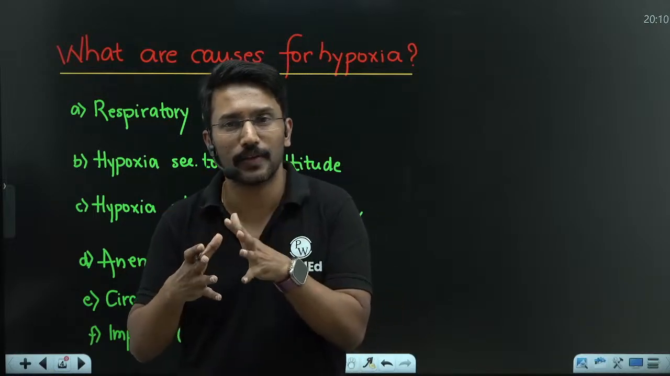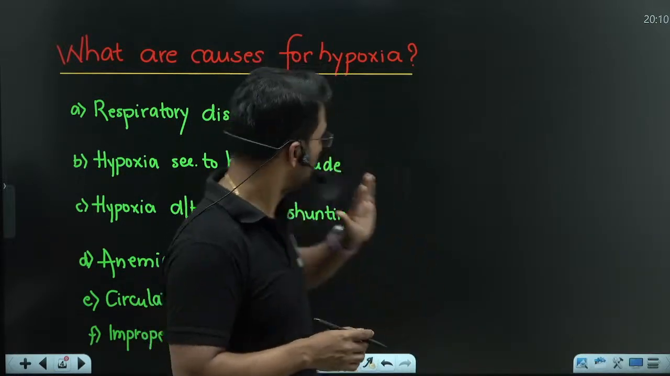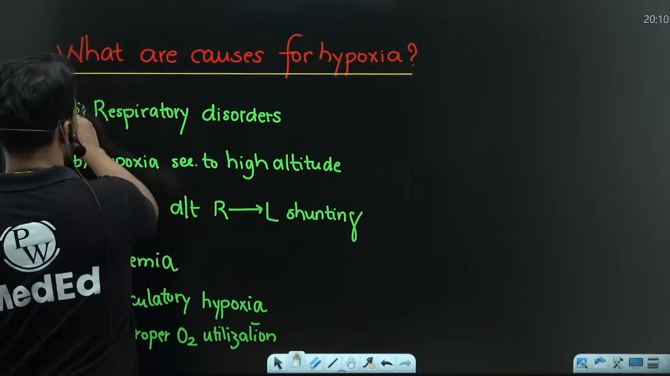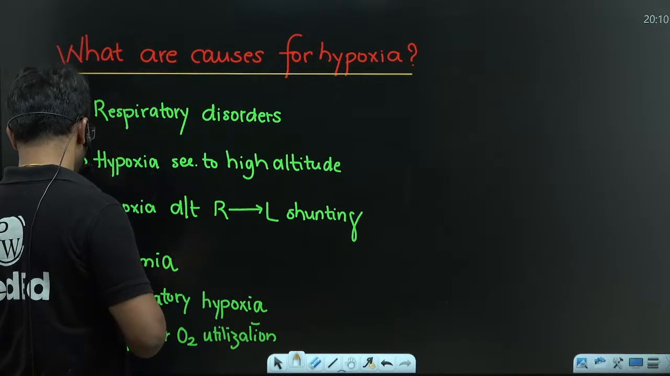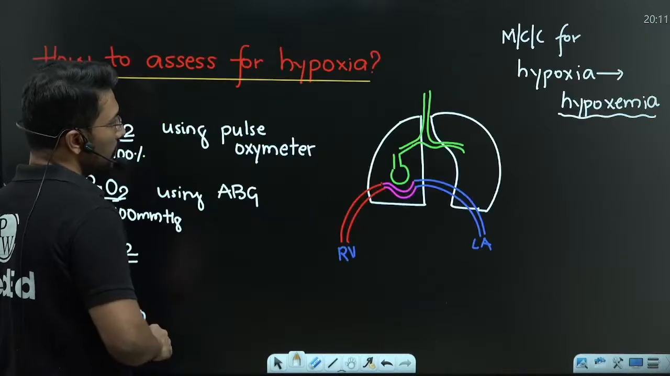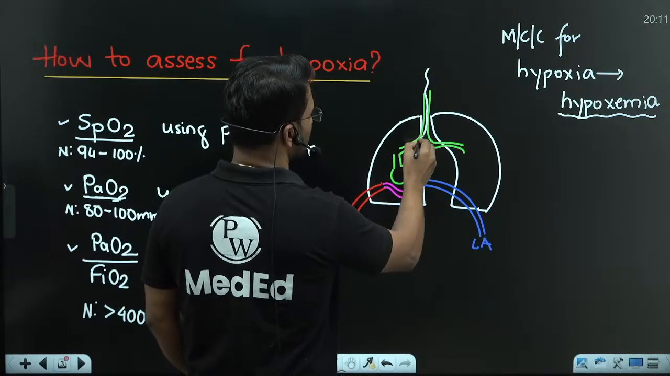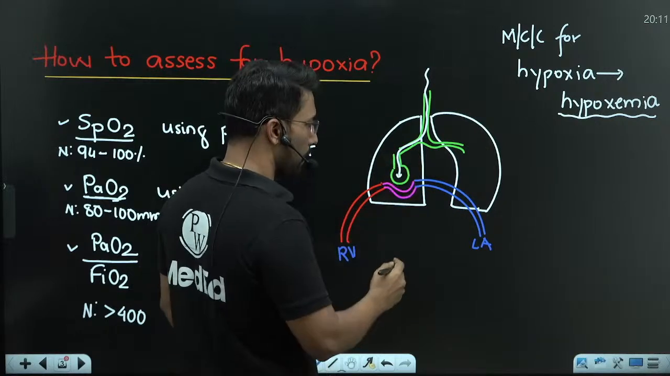When there is an issue with that, I will not be able to oxygenate the blood and I can develop hypoxia. What all can go wrong with the respiratory system? Okay. What all can go wrong with the respiratory system? First thing that can go wrong with the respiratory system is, normally what happens, I inhale, the air goes into the alveoli, right?